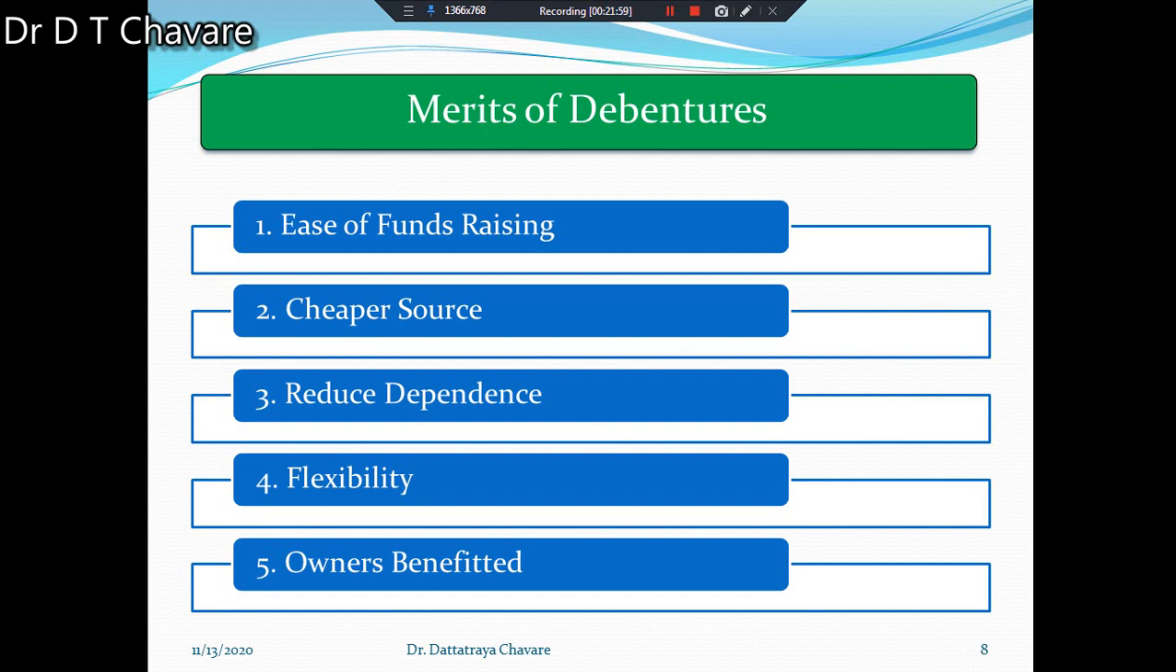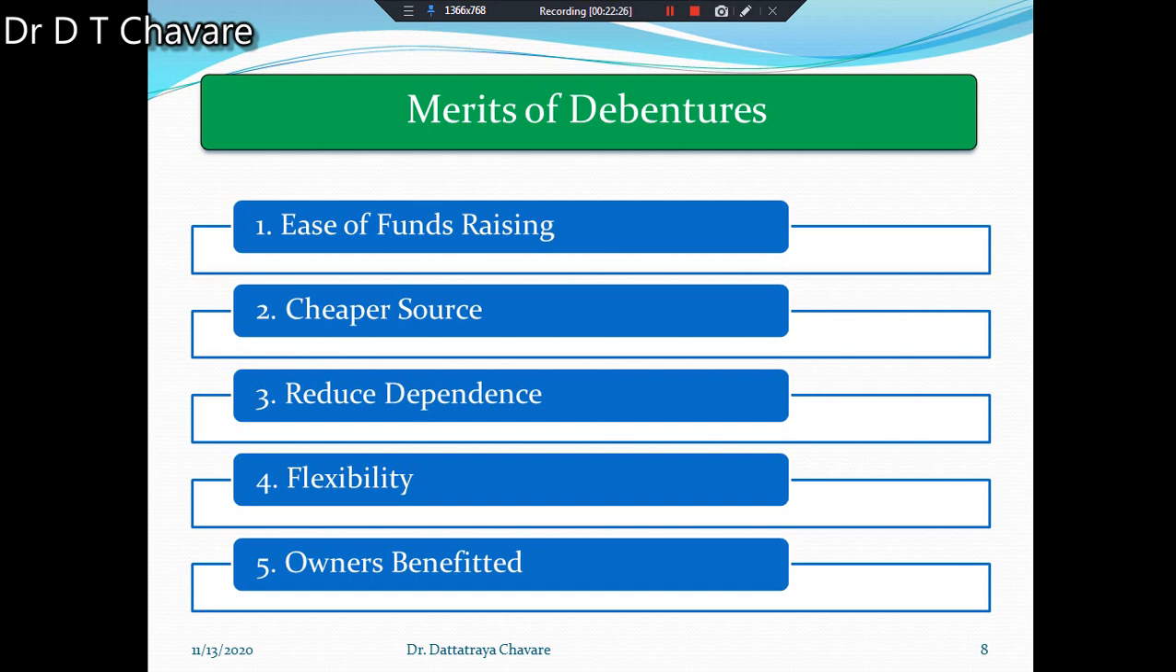The second merit we have to study here is a cheaper source. Debentures are a cheaper source of finance, as the rate of interest on them is lower than that of short-term borrowings. Try to understand. It means that debentures are cheaper than short-term borrowings also. That's why it is a cheaper source. This is the second merit of debentures.